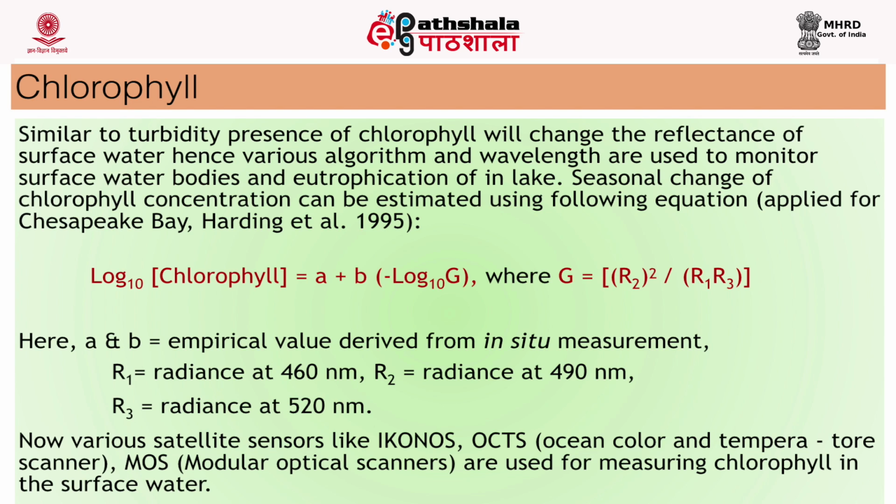Here a and b are empirical values derived from in situ measurements. R1 to R3 are the radiances at different wavelengths. R1 here is radiance at 460 nanometer, R2 is radiance at 490 nanometer, R3 is radiance at 520 nanometer. Now various satellite sensors like OCTS, that is Ocean Color and Temperature Scanner, and MOS, that is Modular Optoelectronic Scanner, are used for measuring chlorophyll in the surface water.